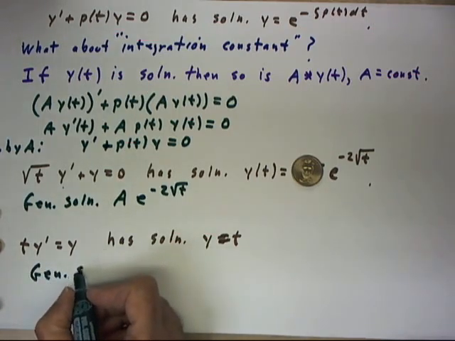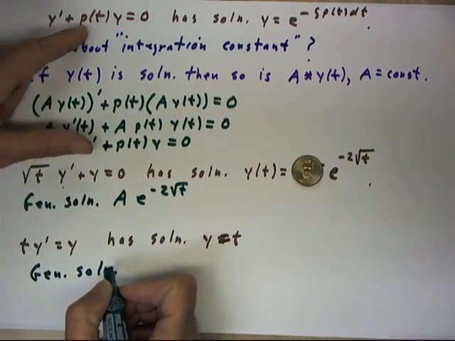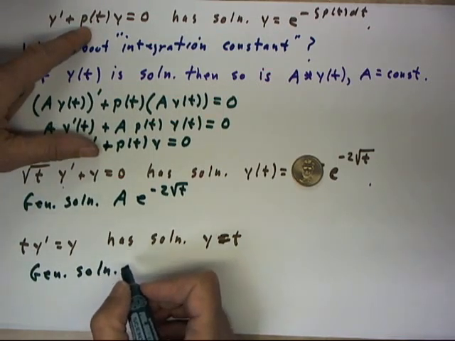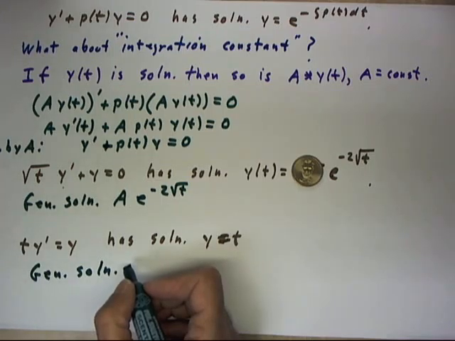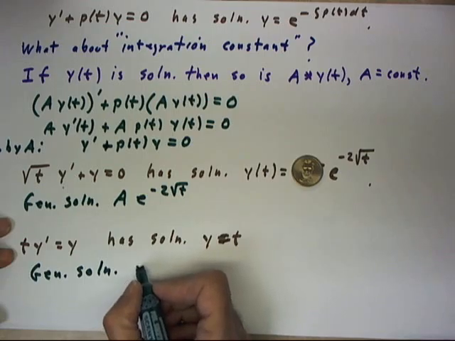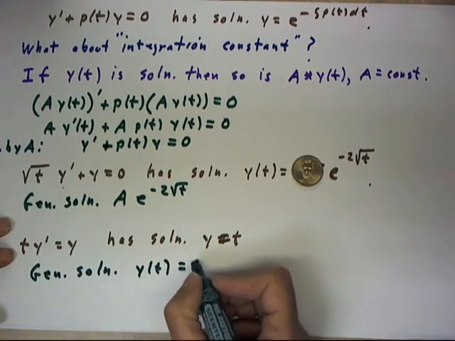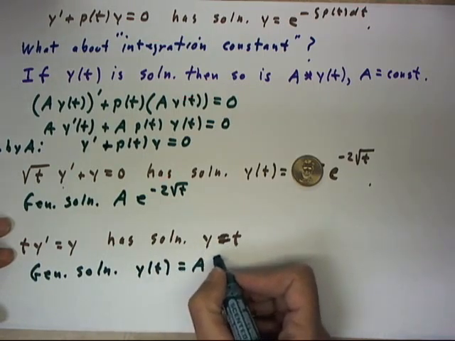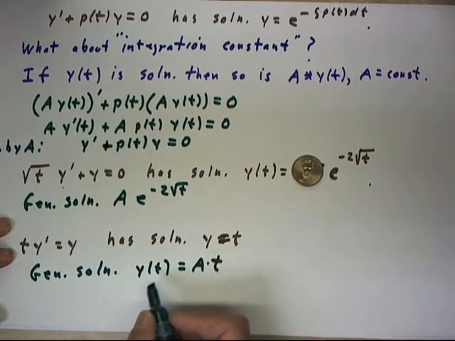It's of the form y prime plus p of t y equals 0, if we simply rearrange it. So its general solution is y of t equals a times this function, y of t equals a times t.